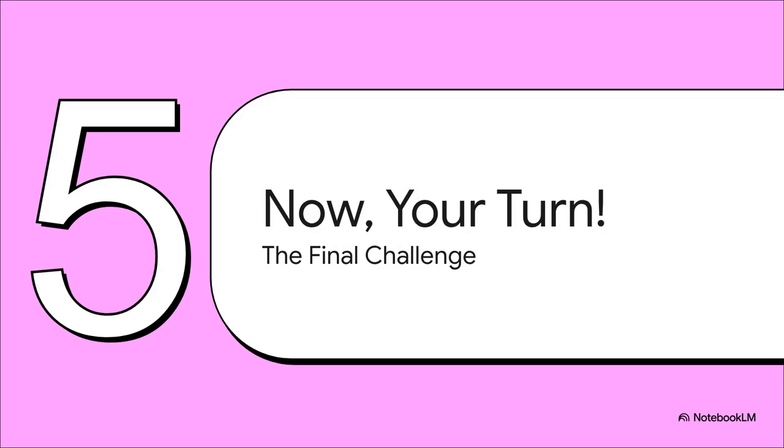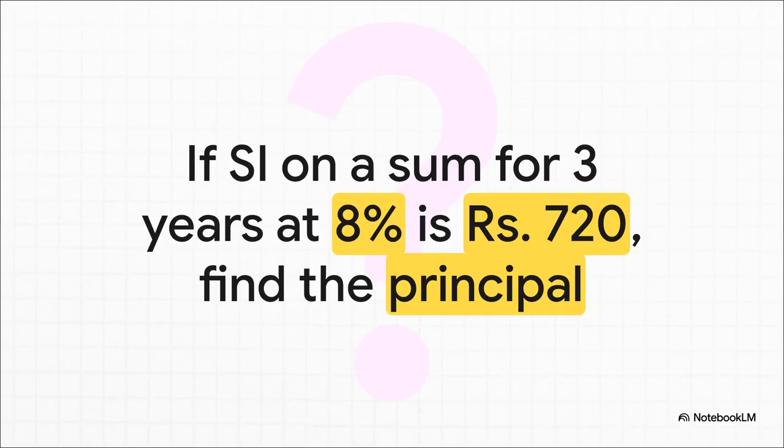Okay, so I've thrown a lot at you. The foundation, the toolkit, the pro tricks. Now it's your turn. Time to see if it all clicked. Let's see what you can do. Here's your first practice problem. We've got the simple interest, the time, and the rate. Your job is to find the principal. So go ahead, hit pause, grab a piece of paper, and use that toolkit we built.